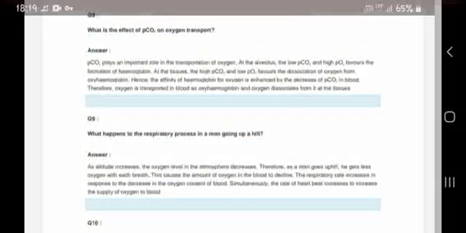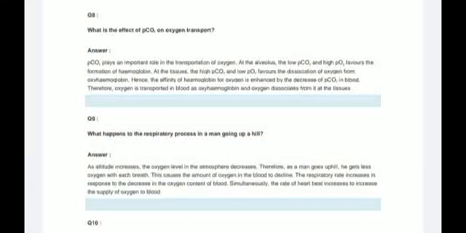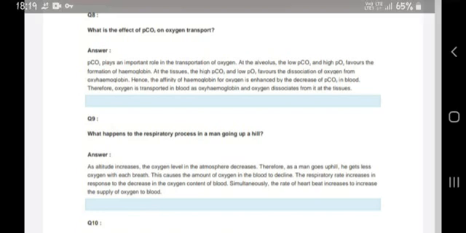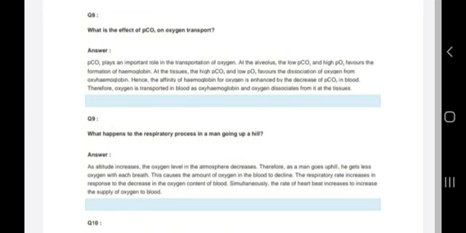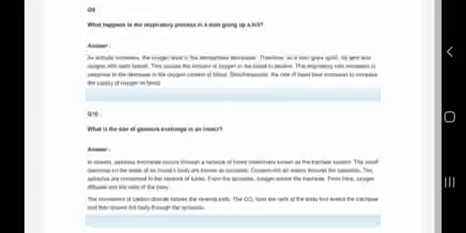Next is, what is the effect of PCO2 on oxygen transport? PCO2 plays an important role in the transportation of oxygen. At the alveoli, low PCO2 and high PO2 favor the formation of oxyhemoglobin. At the tissue, high PCO2 and low PO2 favor the dissociation of oxygen from hemoglobin. Hence the affinity of hemoglobin for oxygen is enhanced by the decrease of PCO2 in the blood, and therefore oxygen is transported in blood as oxyhemoglobin, and oxygen dissociates from it at the tissue.